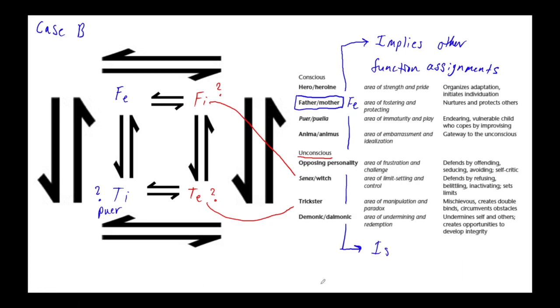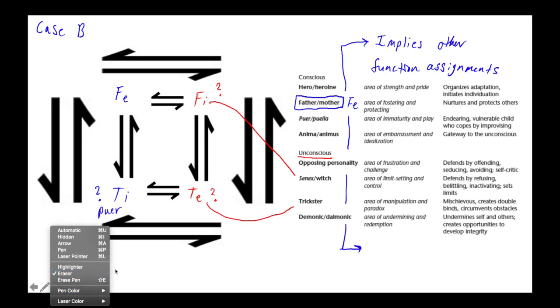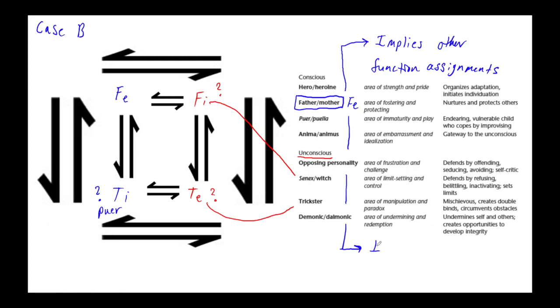I have to look for extroverted thinking in an area of manipulation and paradox, and introverted feeling in an area of limit setting and control. Okay, so I have to look for some of these because they're implied by my assignment of extroverted feeling to the second slot, but it's not evidence for it. Just because I found some solid evidence for extroverted feeling doesn't imply, I mean, no, it does imply, but it is not evidence for the other ones. I have to actually find evidence for the other ones.